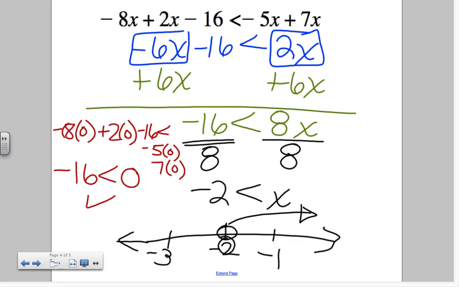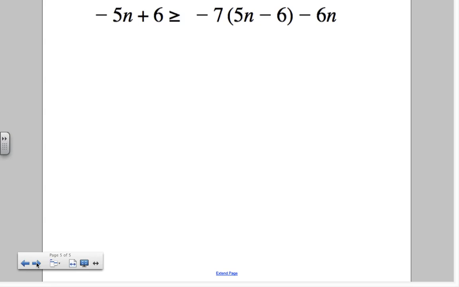All right, let's do one more. Now, if you notice, we have variables on both sides. You guys agree that we have n's on both sides of our inequalities. We also have parentheses, which we have to use what property? So this one puts everything together.